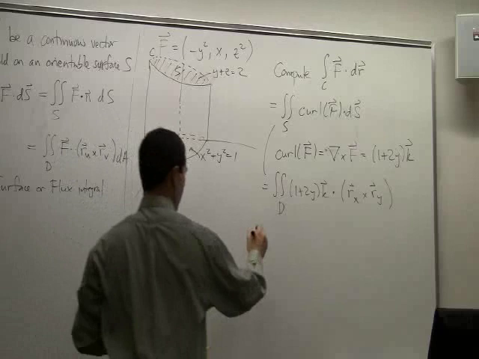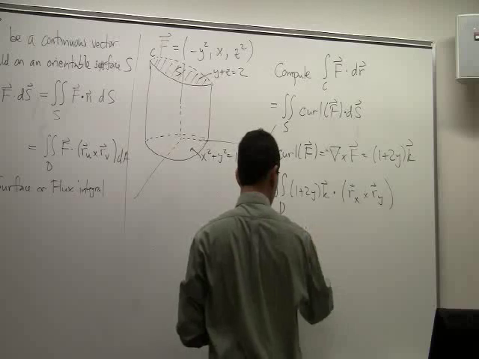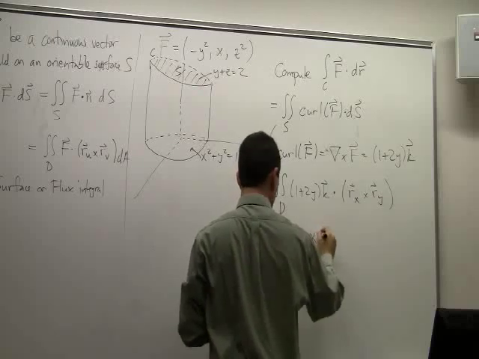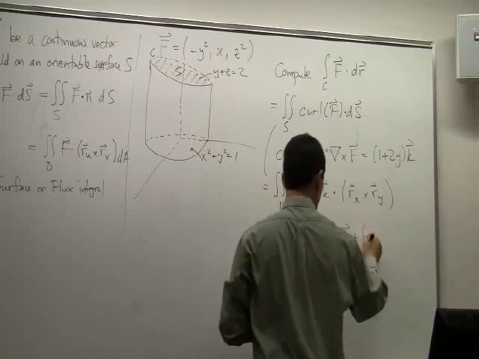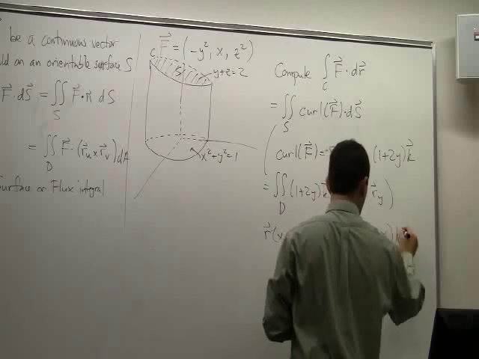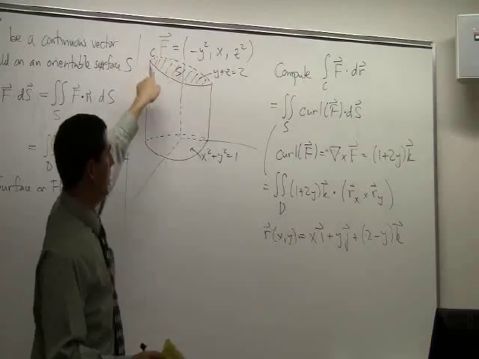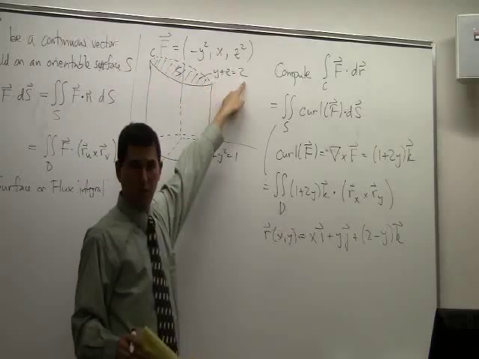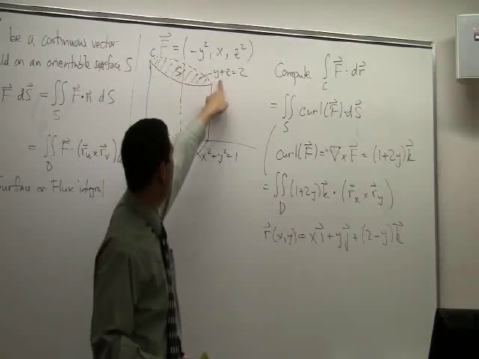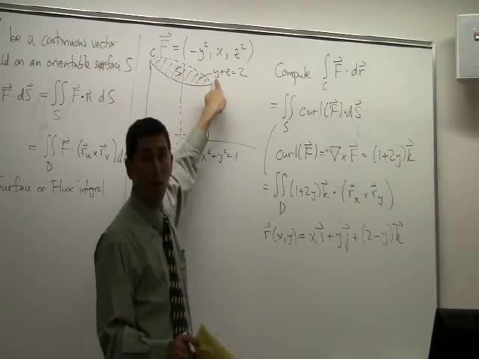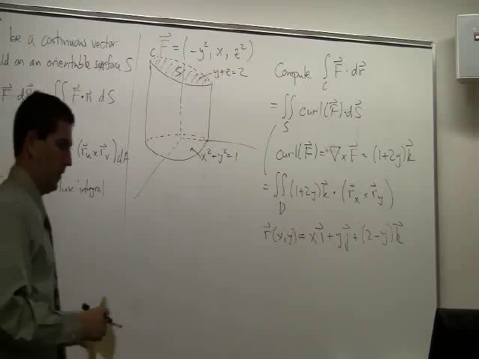I'll write it down. r of x, y is x i plus y j plus (2 minus y) k. Okay, so why is that? Well, the points on here, since it's given by y plus z equals 2, once you know the x and y coordinates, the x could be anything, then the y coordinate you give it, and then z is given as 2 minus y. So that's where that parameterization is coming from.